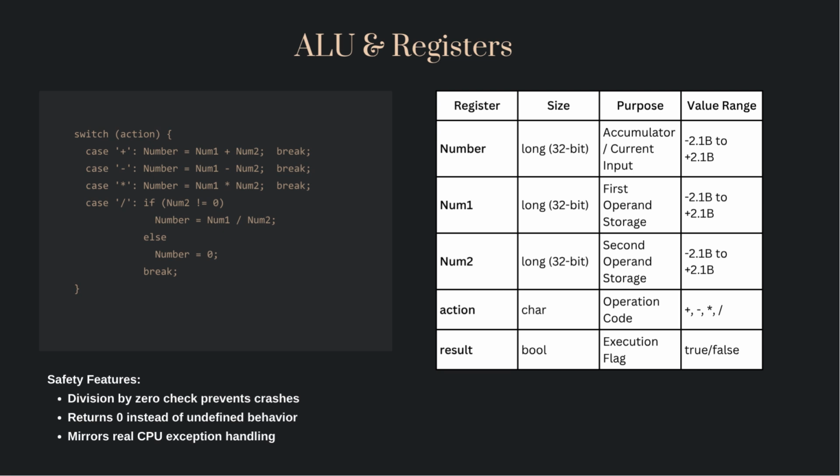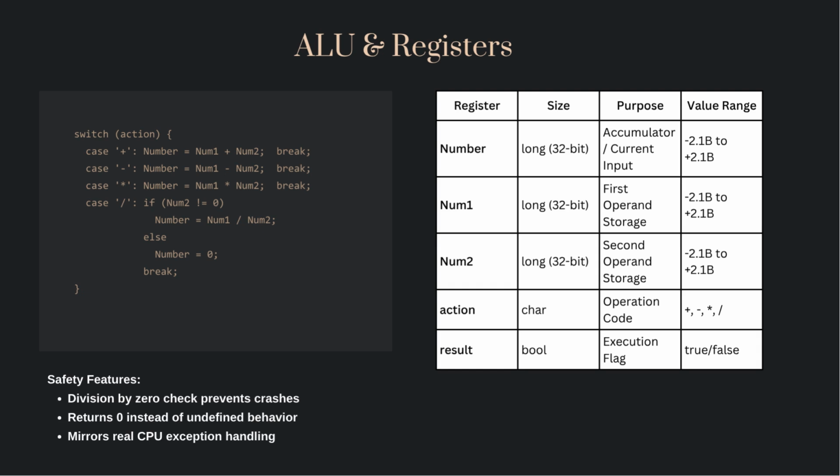The ALU implements the calculate function. This is the place where arithmetic operations happen. It switches between 4 operations: addition, subtraction, multiplication and division. Notice the safety feature for division. It checks whether the divisor is 0 to prevent undefined behavior. This is similar to how a real CPU handles exceptions.